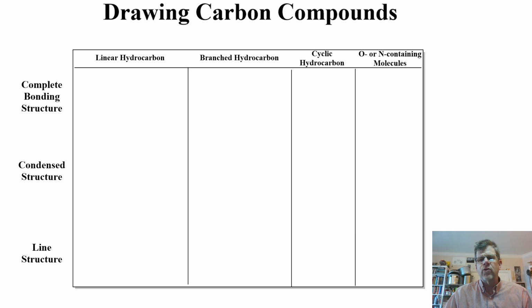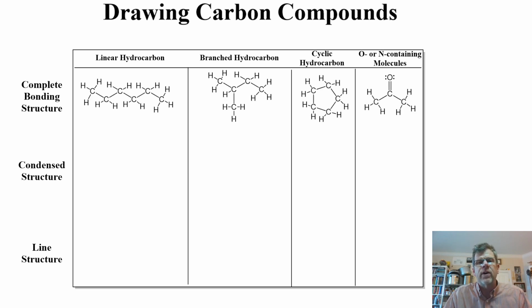So there are actually a number of different ways to draw these carbon compounds. One way that we've been drawing thus far is with the highest degree of complexity, the most information put forth, and that is known as the complete bonding structure. And here we have examples of a linear hydrocarbon, a representative branched hydrocarbon, a cyclic hydrocarbon, or a hydrocarbon containing oxygen or nitrogen, as long as it adheres to the standard bonding model. Here we have them written out, examples of them.